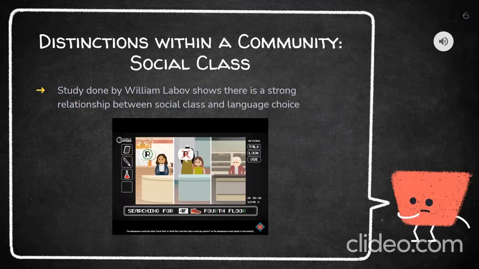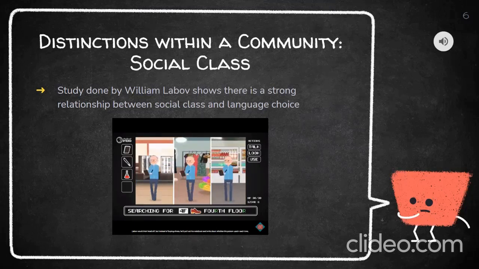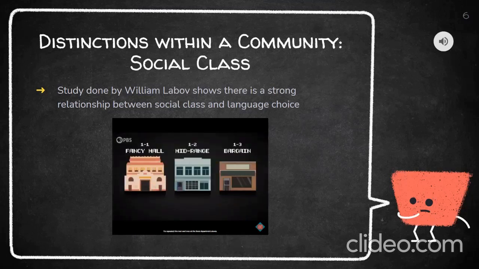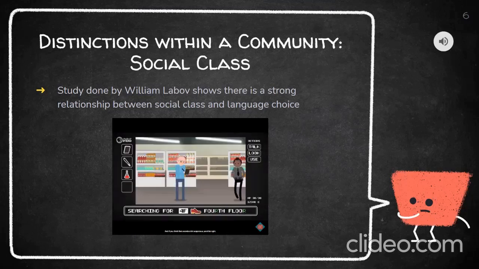The salesperson would either say 4th floor or 4th floor, and then Lebeau would say pardon, so the salesperson would repeat it more carefully. Lebeau would then head off, but instead of buying shoes, he'd pull out his notebook and write down whether the person used the R each time. He repeated this over and over at 3 department stores. And if you think that sounds a bit suspicious, you'd be right. Apparently he got questioned a few times.